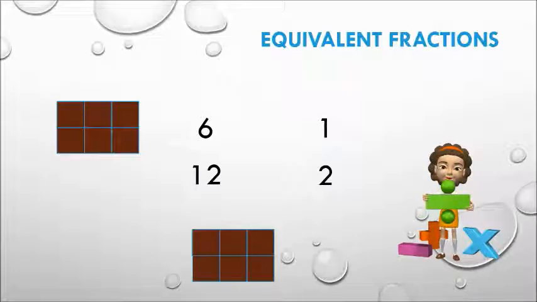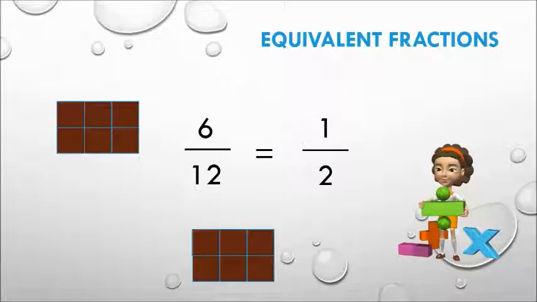So we can easily see here that 6 out of 12 is equal to 1 out of 2. This is called equivalent fractions, where fractions can be broken down into their simplest form by knowing the multiplication tables. We know that 6 can go into 12 2 times. Therefore, 1 6 is 6, and 2 6s are 12.